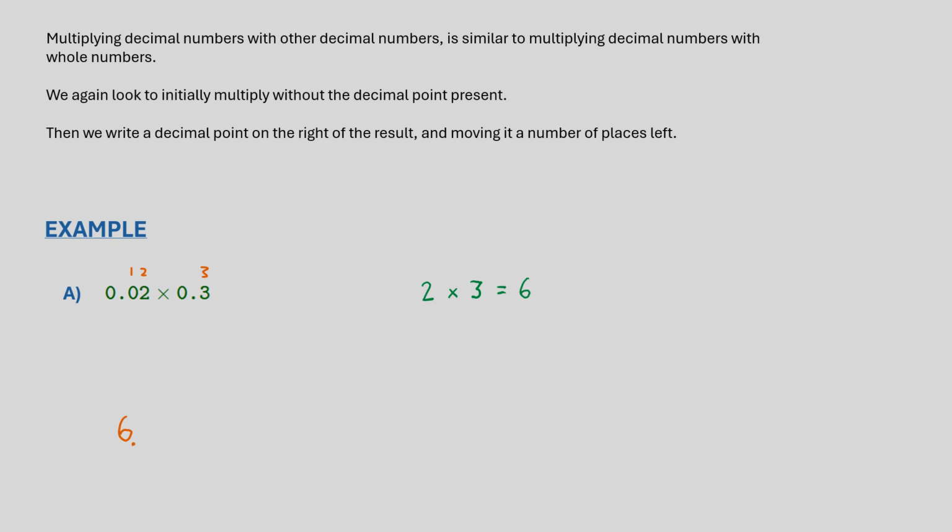This decimal point now gets moved left. How many places left depends on how many digits there were beyond the decimal points between both numbers in the sum. We counted 3 digits, so the decimal point here will move 3 places to the left. The first move turns 6 into 0.6, and now 2 more moves will give us the final answer. So the answer to the initial multiplication sum is 0.006.